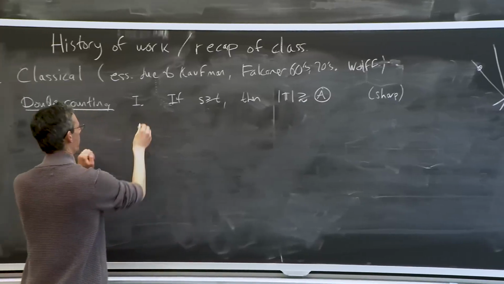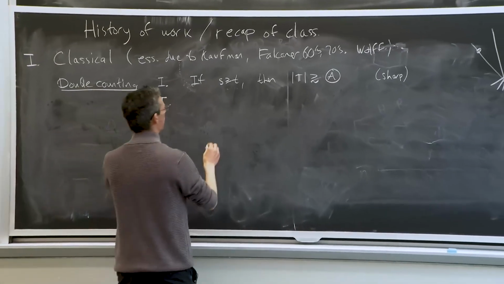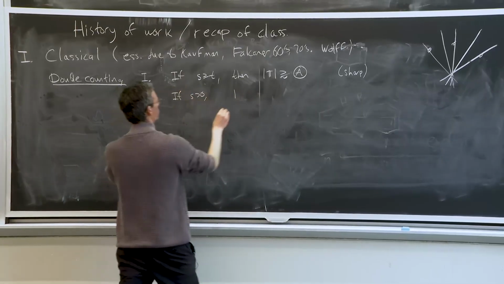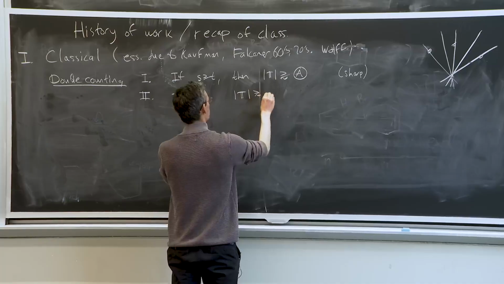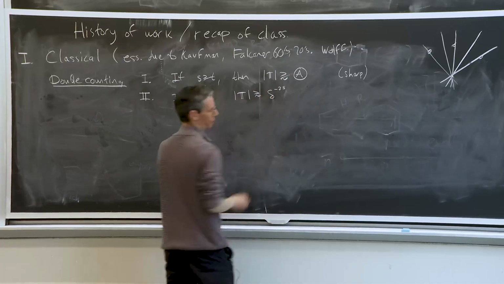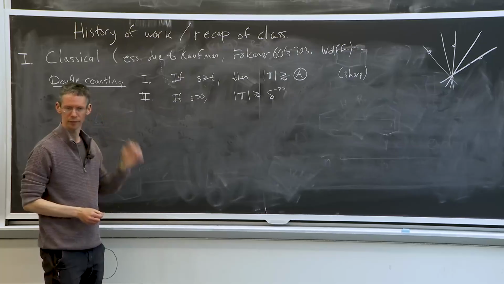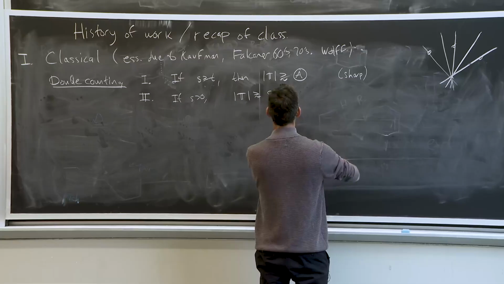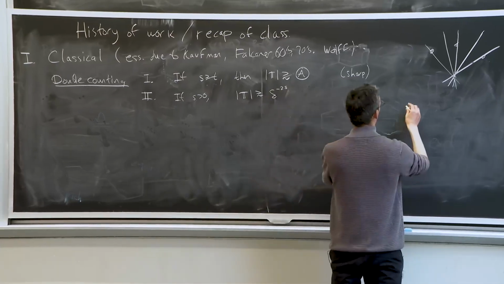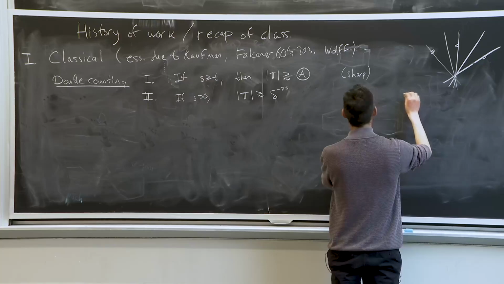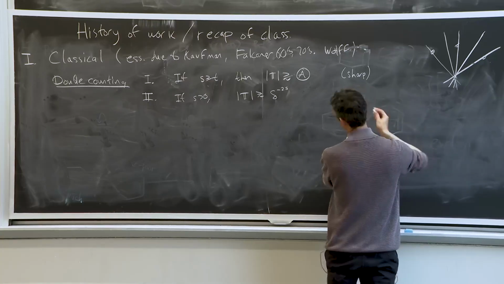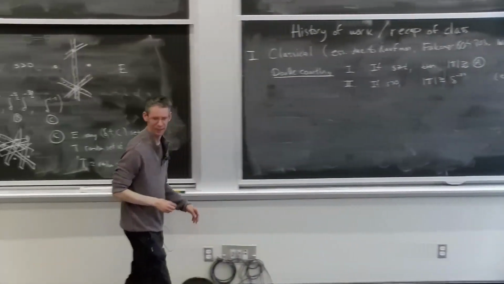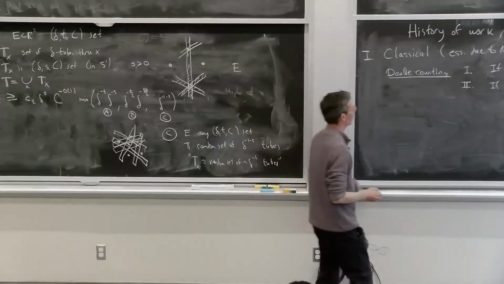OK. There is another way to do double counting. And it says that in general, so just if S is bigger than 0, which we've been assuming, then the number of tubes is at least delta to the minus 2s. Let me just leave this one as an exercise. We've done some double counting.